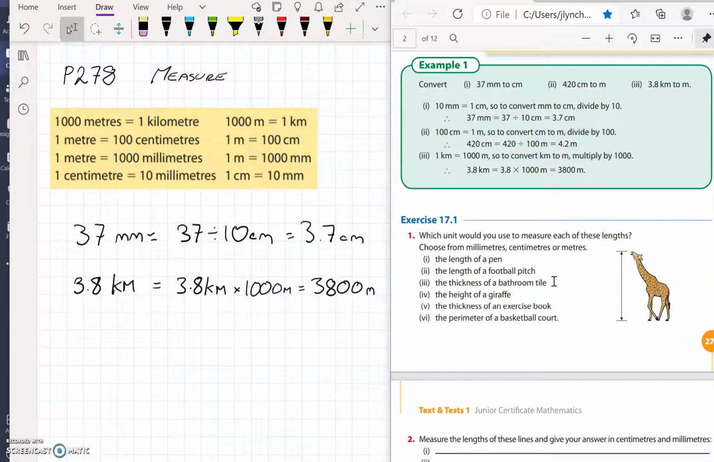The height of a giraffe would be meters. The thickness of an exercise book, yet again, millimeters. And the perimeter of a basketball court, I would think, would be meters again. Alright, so the perimeter is the outside edge.